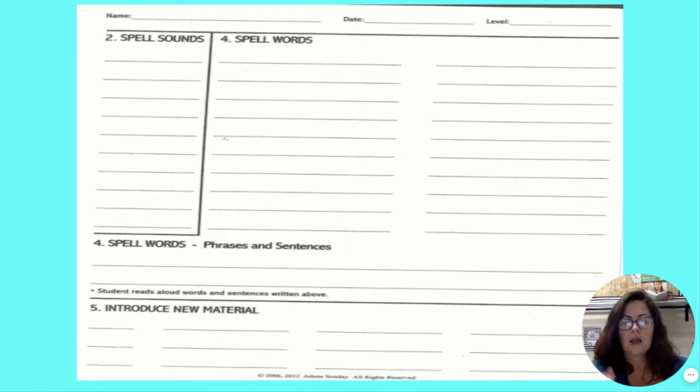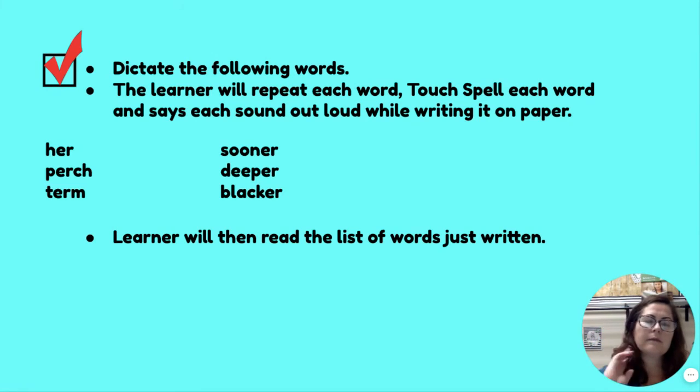Okay. Take a moment and look at your words. Do you think they are spelled correctly? If not, make some corrections. Now let's check. Okay. Is this what you have written? If not, cross it out and write it correctly.